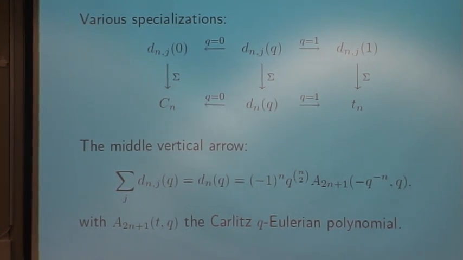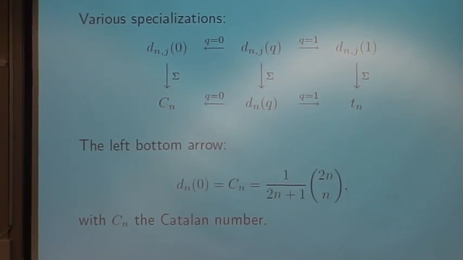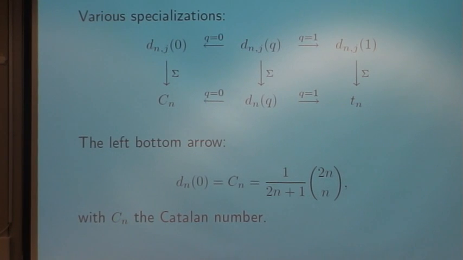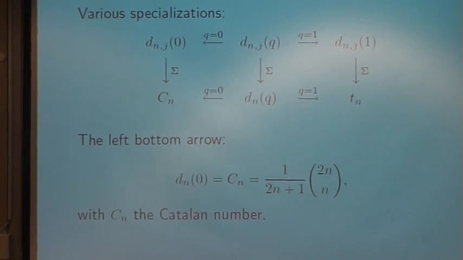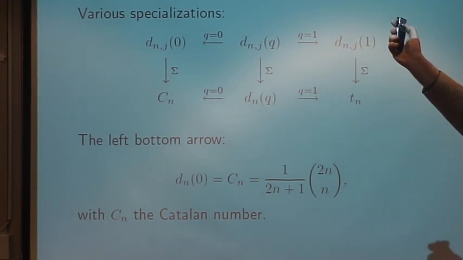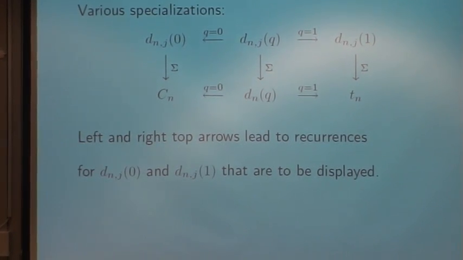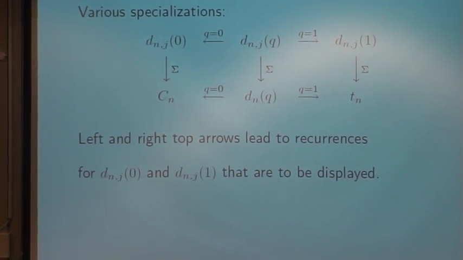But we have more. And then for Dn equal to 0, we have the Catalan. We don't have to think about it. Okay, left and right top rows into recurrence form.